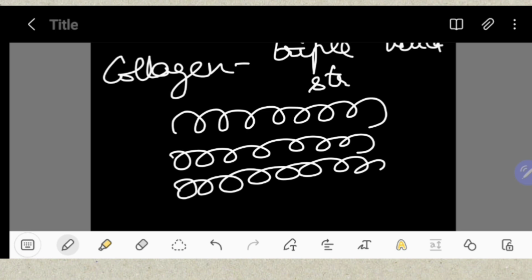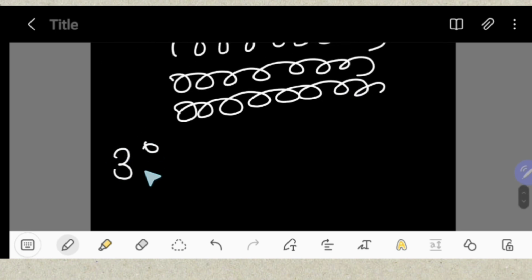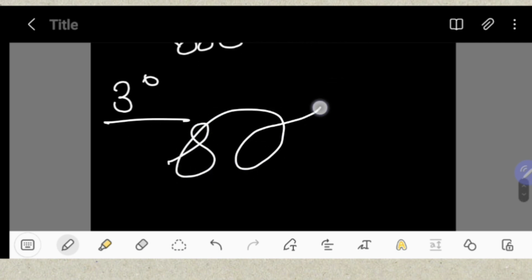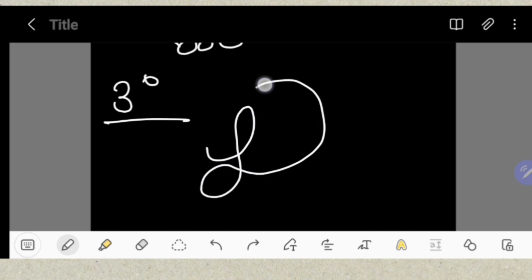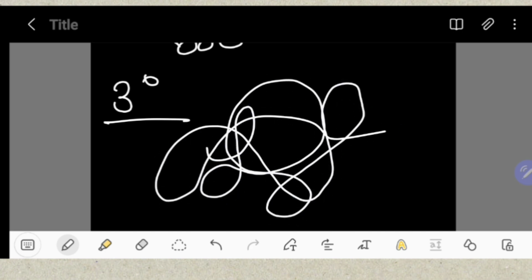Now next is, I don't think that I will be able to take lipids in this class. I will be completing till proteins and I will give you the rest. So tertiary structure. Next is tertiary structure. It is the maximum coiled form of a polypeptide. You can see like this, like this. This is your tertiary structure in a maximum coiled way. This is your N terminal and this is your C terminal.